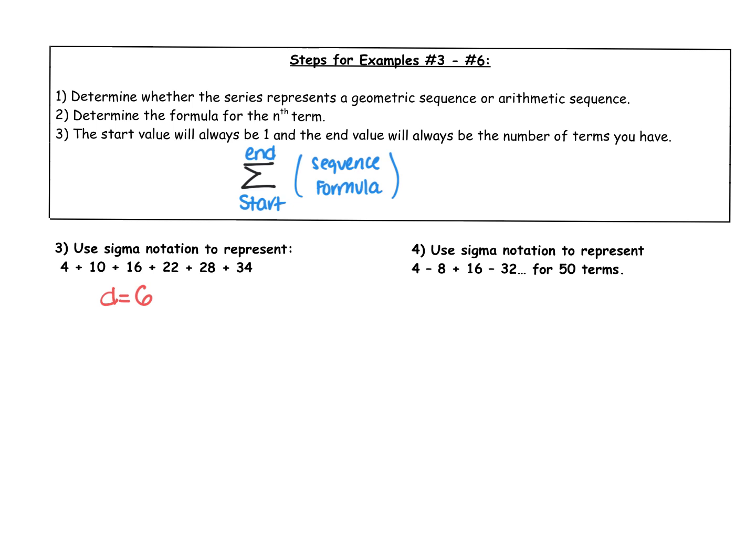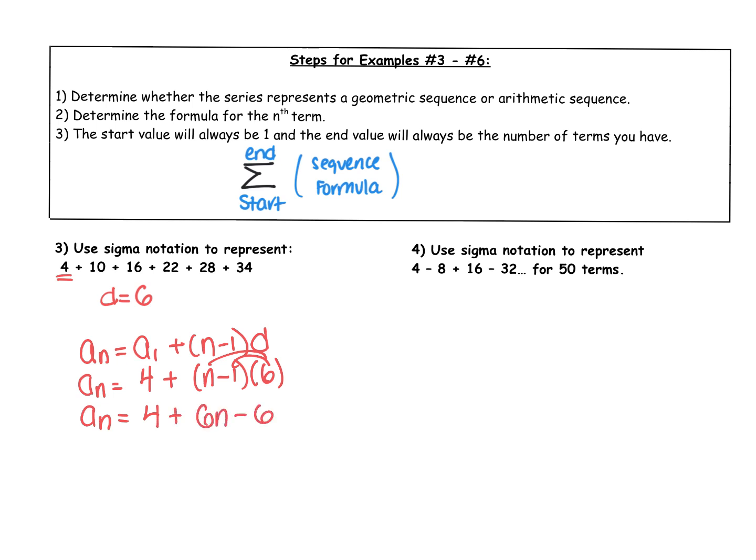So we're now going to look at step 2. Determine the formula for the nth term. This will be our sequence formula. So we're going to use the formula that we've learned previously. a sub n equals a sub 1 plus n minus 1 times d. So my first term of the sequence or series is 4. We're going to leave n alone. And my common difference is 6. So if we distribute the 6 in, we get 4 plus 6n minus 6. Combining like terms, we'll get 6n minus 2. So this is my sequence formula.